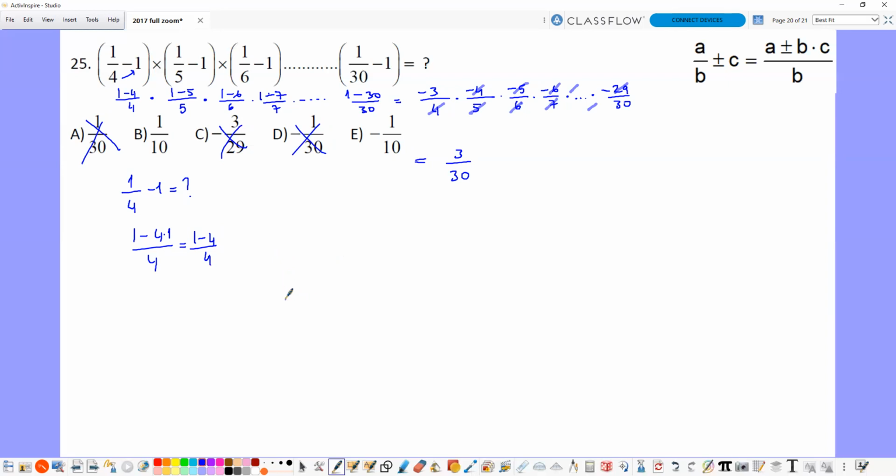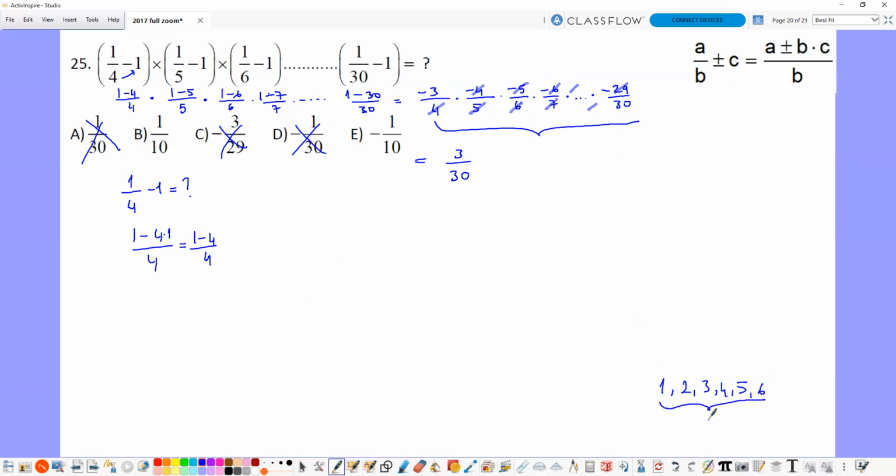Firstly, I have to decide how many numbers there are here, from 4 to 30. To understand that, I gave this example in the last video. Let's say here there are 1, 2, 3, 4, 5, and 6 numbers. How many digits are there here? 6 digits. How do we find this?